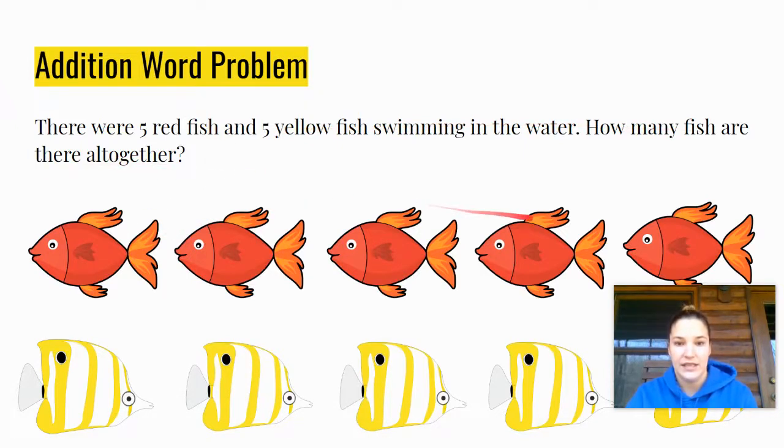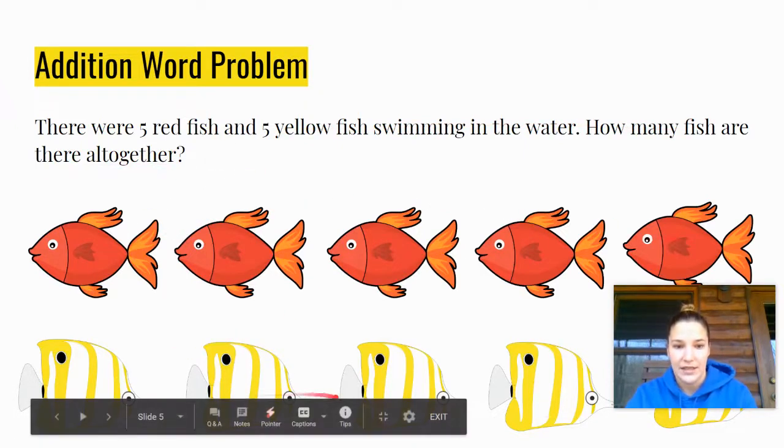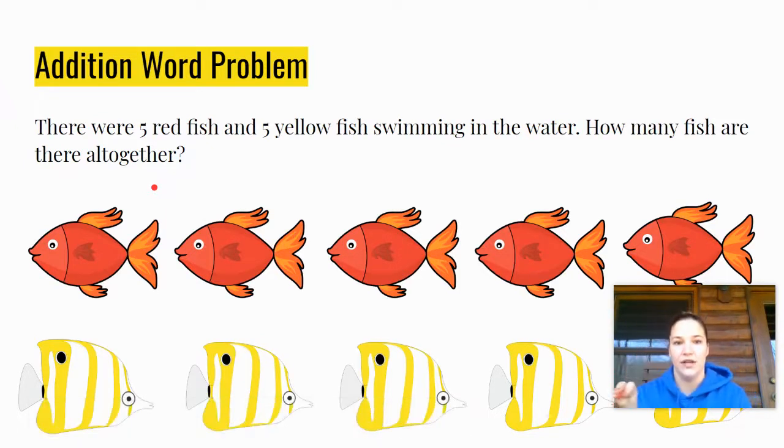So here I can see my 5 red fish. I can see my 5 yellow. You'll have to excuse the one that's hiding down here behind my camera. And we've got to count all of these fish together. All right, so we're going to put the red fish and the yellow fish together. We're not taking anything away. That means we are adding, right?